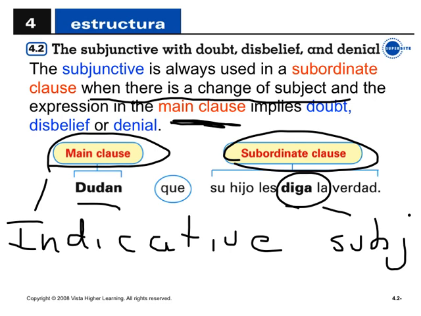In the main clause, we'll have one subject. The subordinate clause will have another subject. For example, dudan que su hijo, there's your change in subjects, les diga la verdad. They doubt that their son told them the truth. Well, just because they doubt it doesn't mean he may have told them the truth.